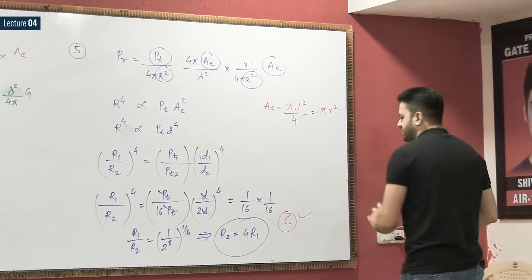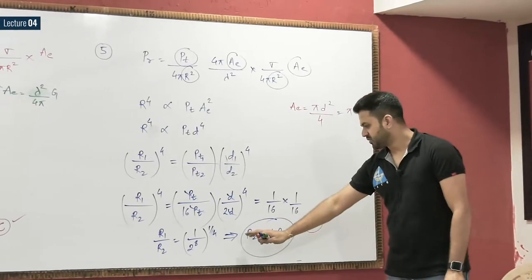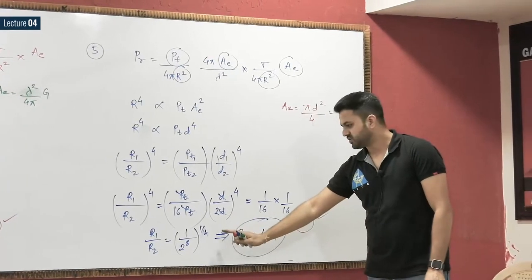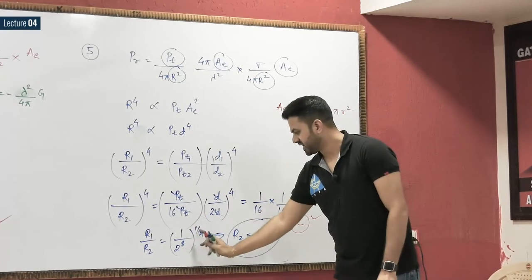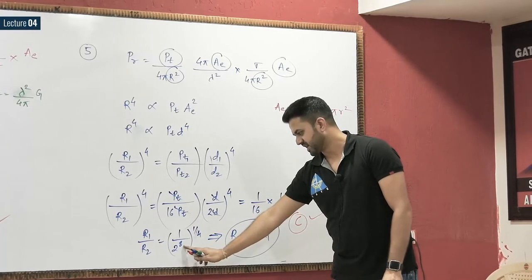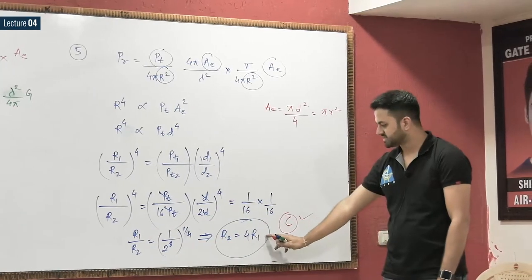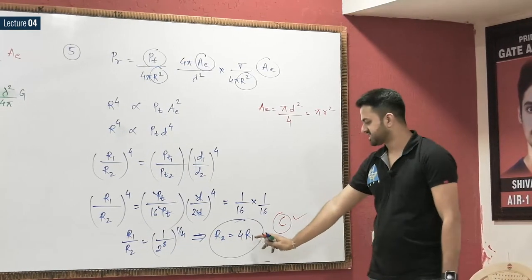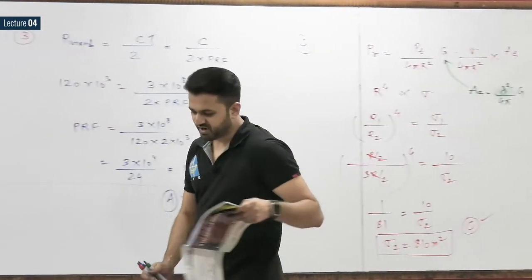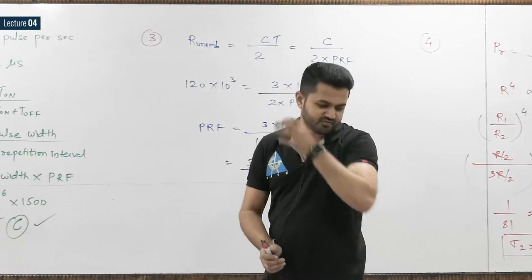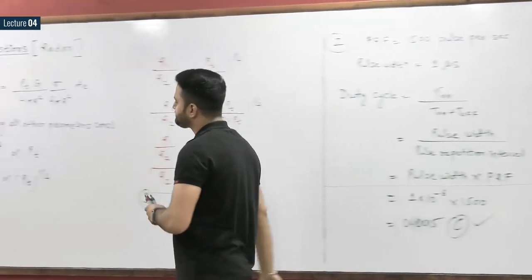So this is the way you can solve the questions. I hope you don't have any doubt in this. So this 2 to the power 4, and the power is 1 by 4. If you cancel it, you will get 2 to the power 2. If you cross multiply it, you will get 4 times R1. So the range has been increased by a factor of 4. So by changing the transmitted power and the diameter of the antenna, you can increase the range.